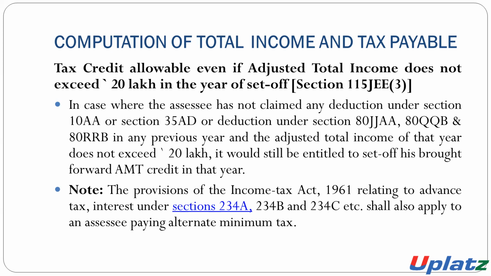He can set off with the amount of regular income tax. Means if the carry forward AMT balance is 2,500 and his current year tax liability is 10,000, then he will pay only 7,500 rupees. So the provisions of Income Tax Act 1961 relating to advance tax and interest under sections 234A, 234B and 234C shall be applied to the assessee who is paying the tax by way of AMT.